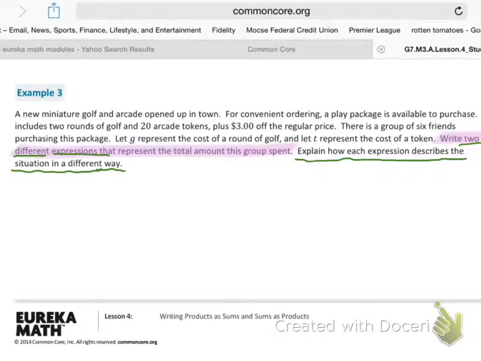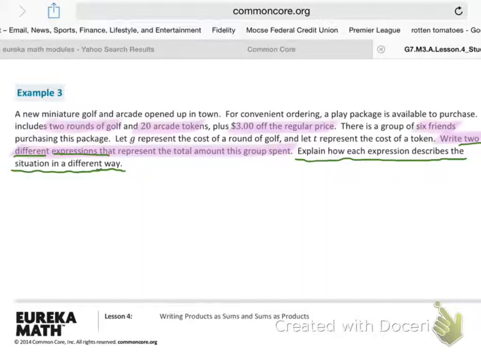Okay, so example 3 is now going to give us a scenario, and we're going to have to work with the scenario, so let's go ahead and read the problem. A new miniature golf and arcade opened up in town. For convenient ordering, a play package is available to purchase. It includes 2 rounds of golf and 20 arcade tokens. So we have 2 rounds of golf, 20 arcade tokens, plus $3 off the regular price. There is a group of 6 friends purchasing this package.